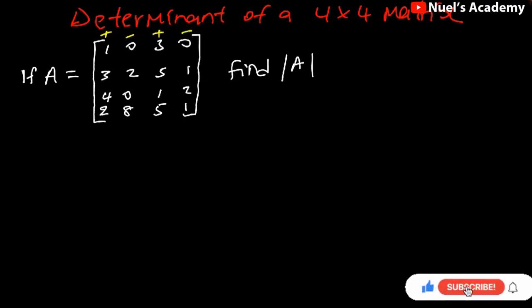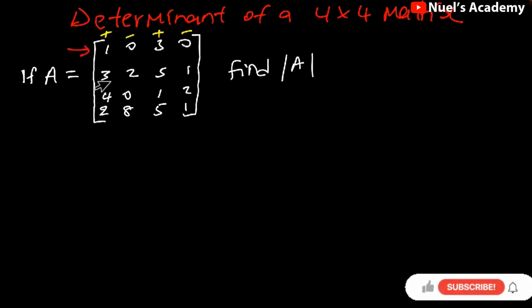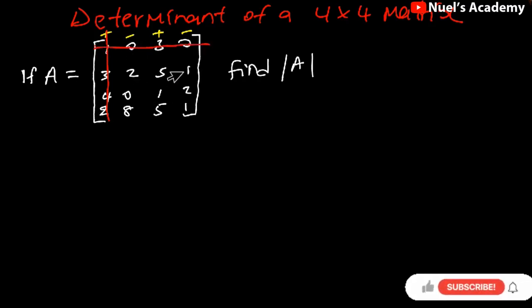Now the next thing we're going to do is to reduce this 4x4 matrix into 3x3 matrices using these sign conventions and taking the first row. So first of all, we are going to start with this one here, that is row 1 and column 1. If we eliminate this first column and first row, we are going to be left with 2, 5, 1, 0, 1, 2 and 8, 5, 1. We are going to write them out.